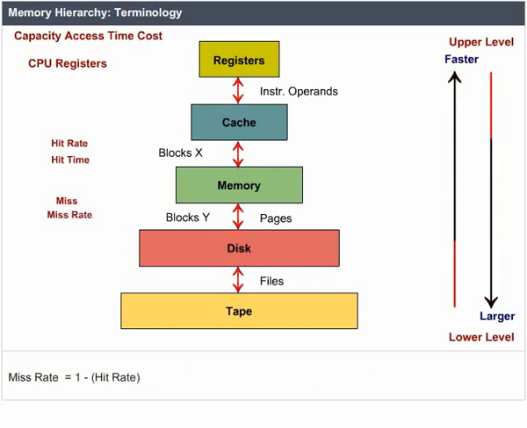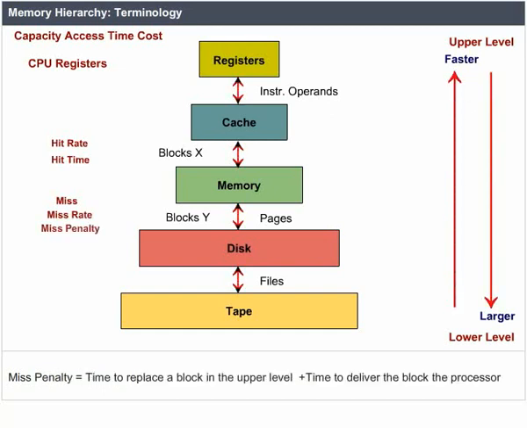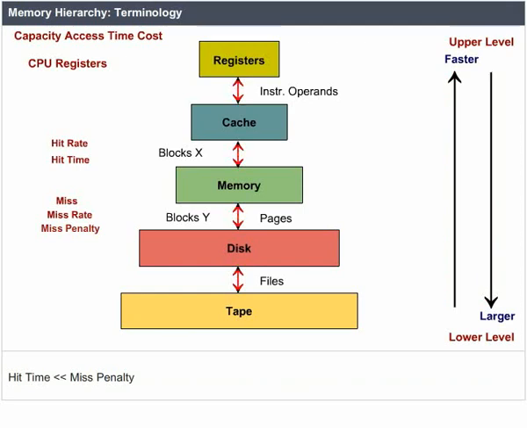Miss rate is equal to 1 minus hit rate. Miss penalty is equal to time to replace a block in the upper level plus time to deliver the block to the processor. Hit time is much lesser than miss penalty.